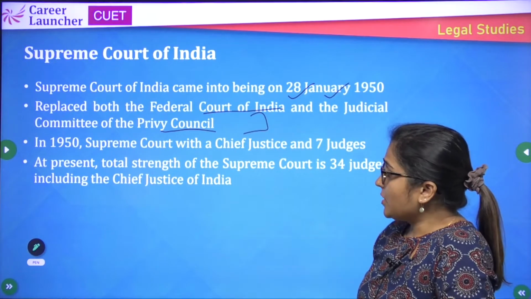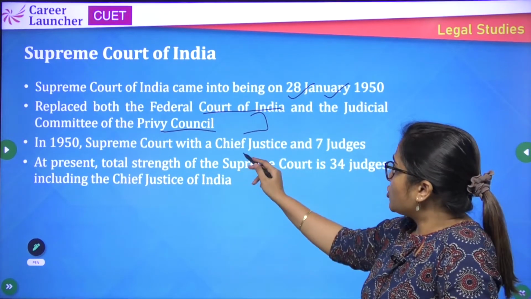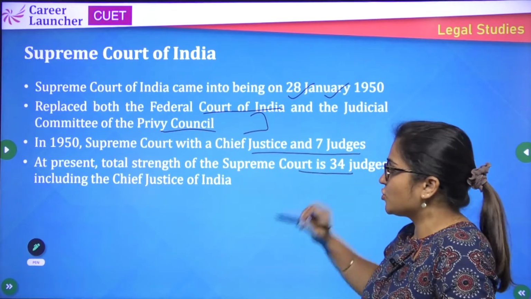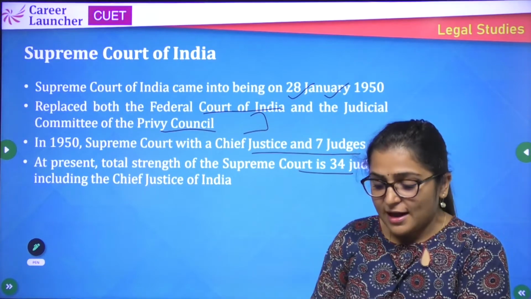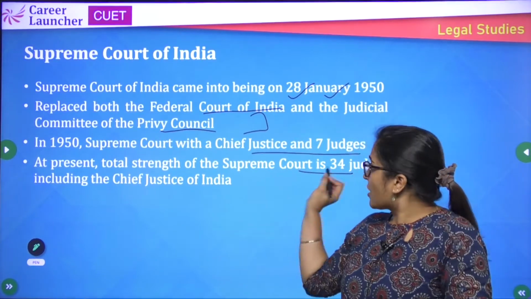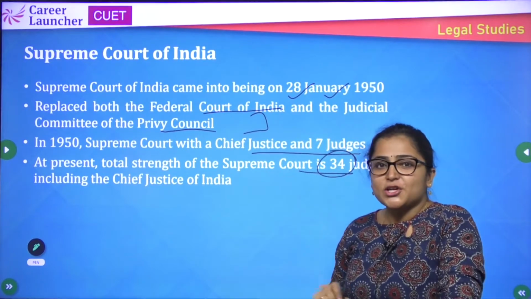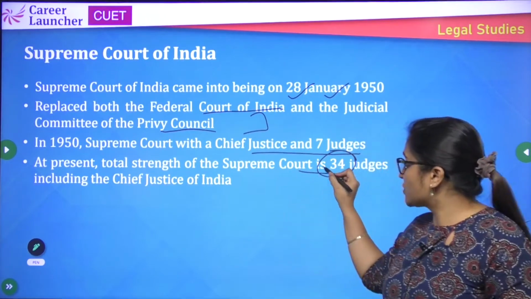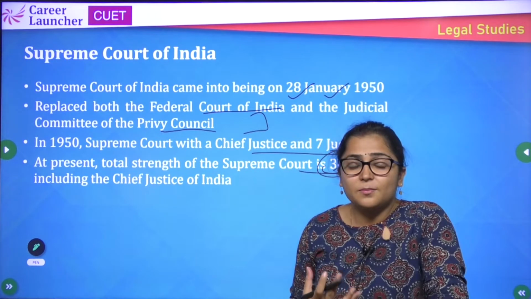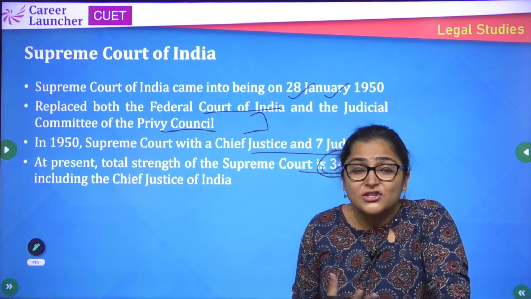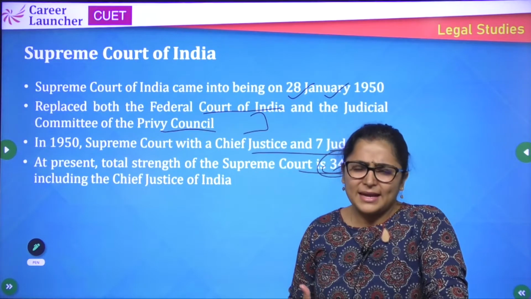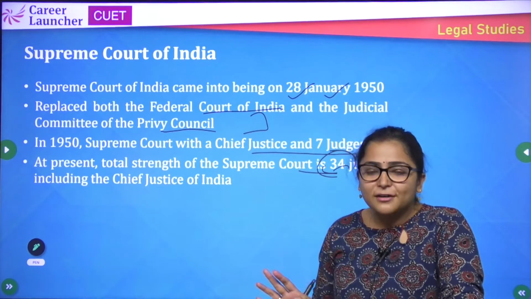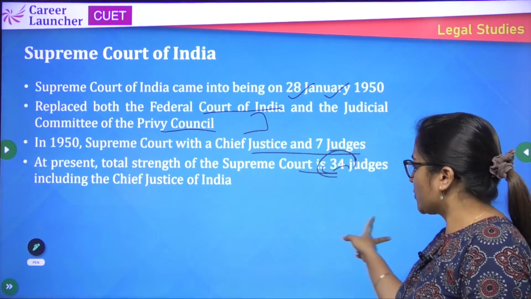In 1950, Supreme Court came up with a Chief Justice and 7 judges, but at present the total strength of Supreme Court is 34 judges, which includes the Chief Justice of India. Now this is a very interesting fact when we talk about the strength of judges of Supreme Court. Recently only, when 2 of the judges took oath for Supreme Court, the strength was full. It was always a kind of debate and discussion why we don't have a full strength in Supreme Court. So in the month of May itself, the strength went to 34 after 2 of the judges took the oath. So now we are having a full bench of 34 judges in Supreme Court.